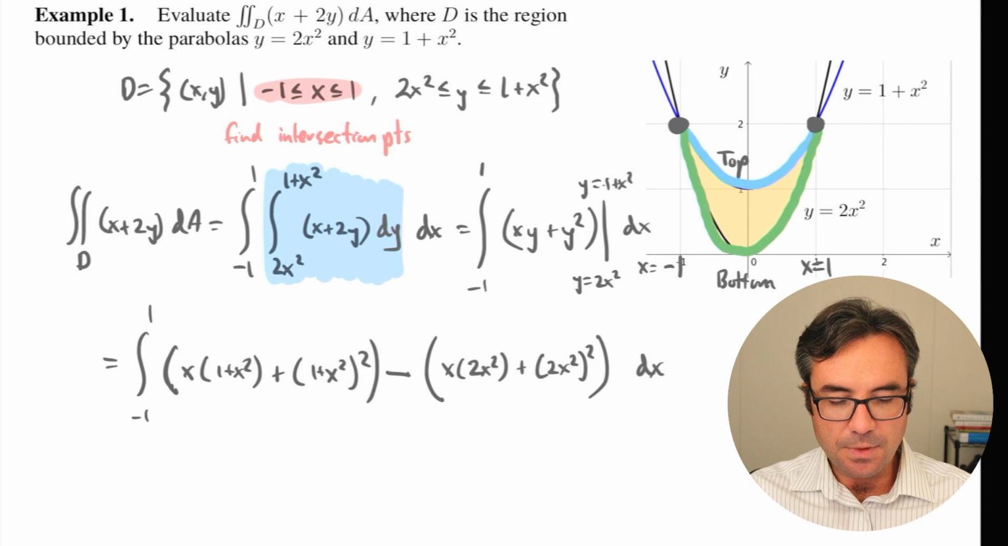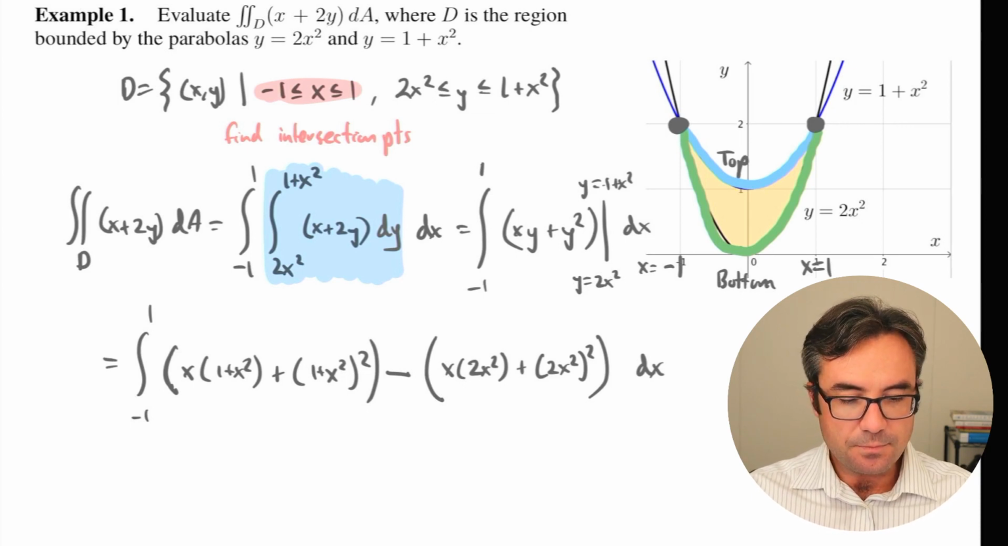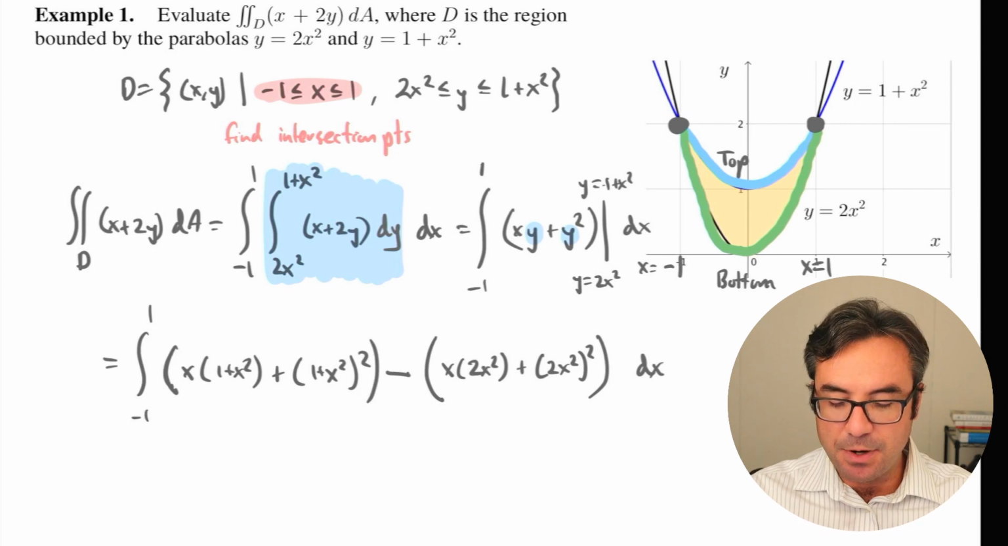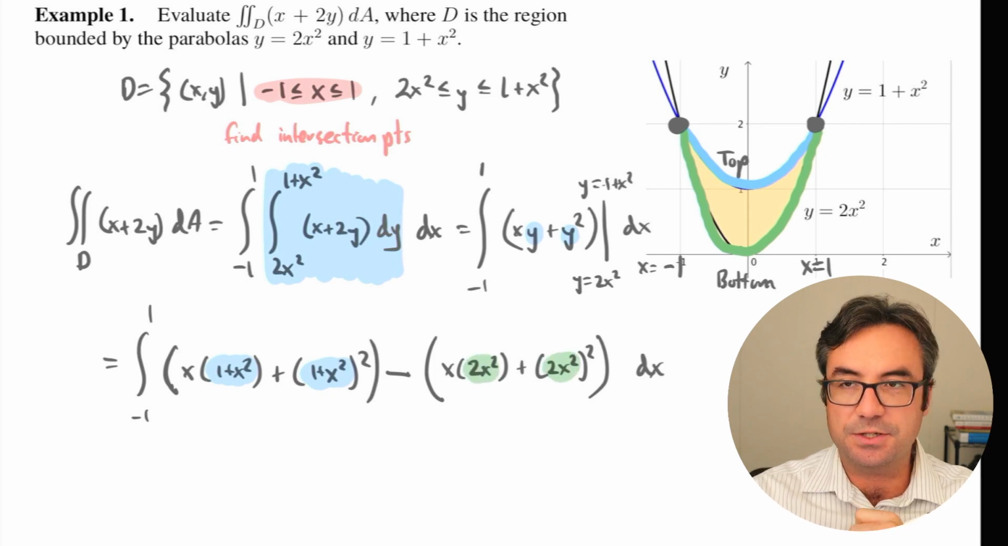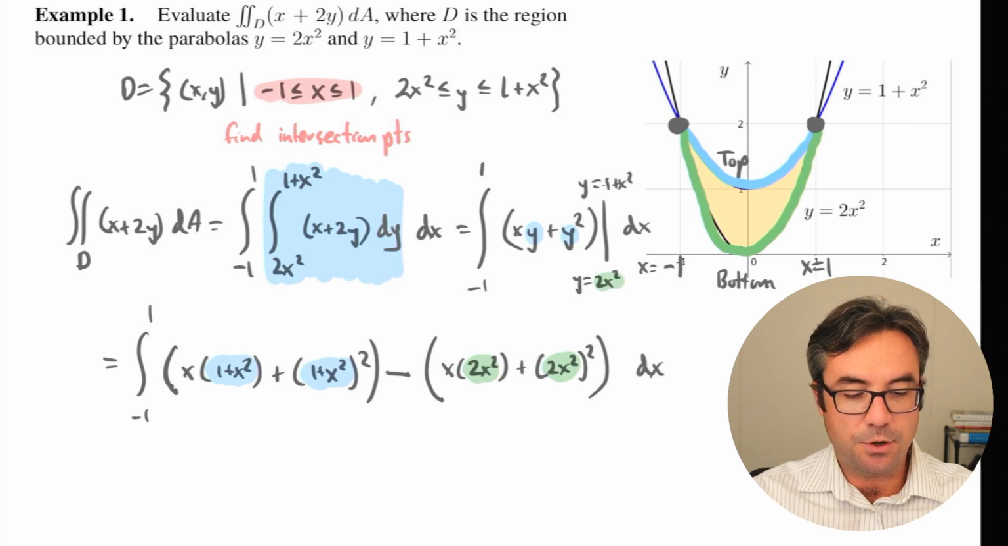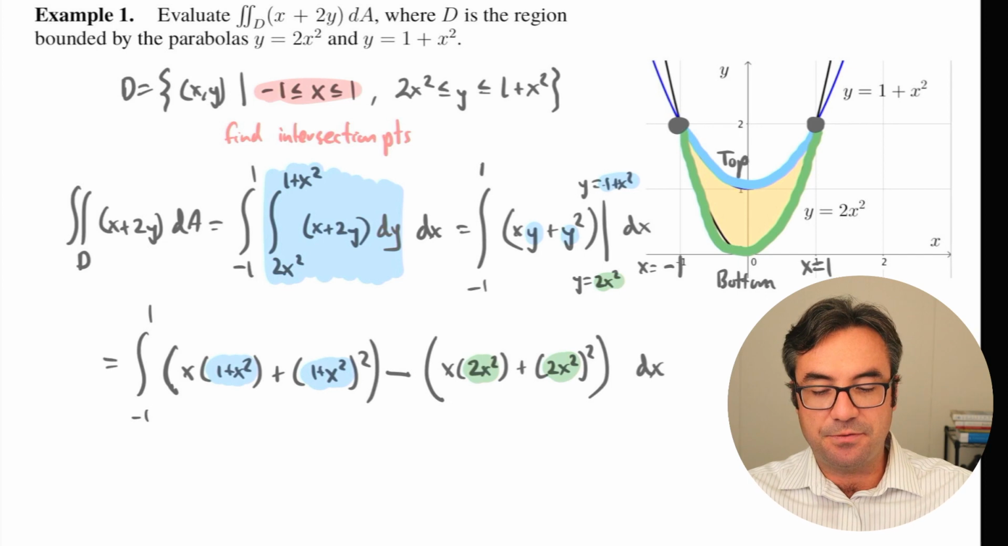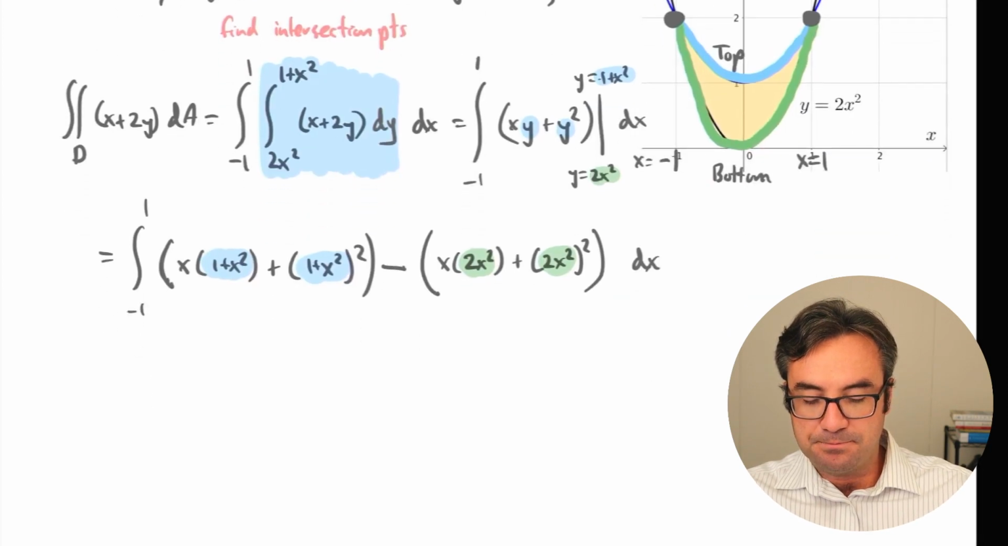All right, so all we did is we looked at where we had a y term. When we plugged the top number in, I replaced those y terms with 1 plus x squared. And when we did the bottom term, I replaced those with 2x squared. So we plugged in our bottom curve and our top curve. All right, so now we want to simplify this down. Let's multiply things out.